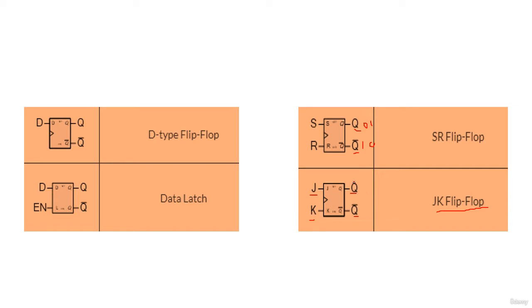So this is all about flip-flops. This is an introduction to flip-flops. This is the D-type flip-flop, the data latch flip-flop with enable signal. We also have the SR flip-flop and the JK flip-flop.